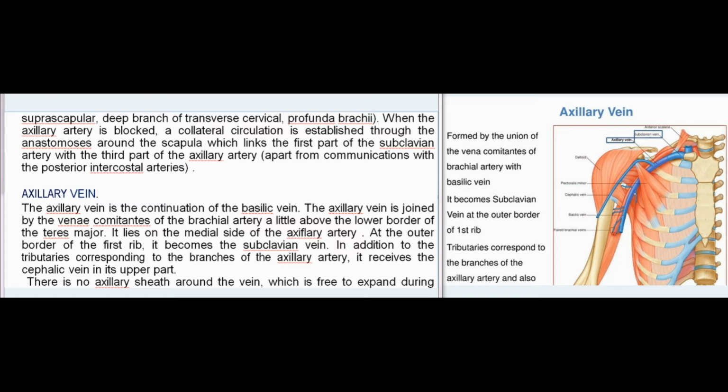Axillary vein. The axillary vein is the continuation of the basilic vein. The axillary vein is joined by the venae comitantes of the brachial artery a little above the lower border of the teres major. It lies on the medial side of the axillary artery. At the outer border of the first rib, it becomes the subclavian vein. In addition to the tributaries corresponding to the branches of the axillary artery, it receives the cephalic vein in its upper part.